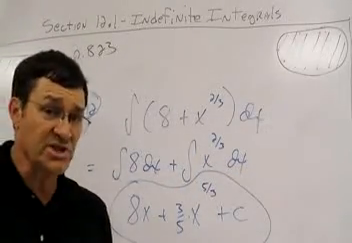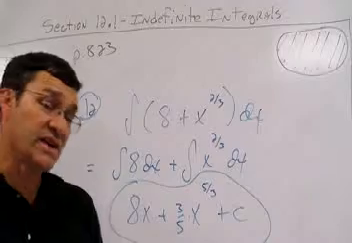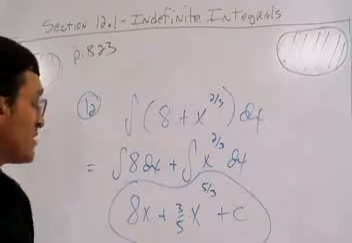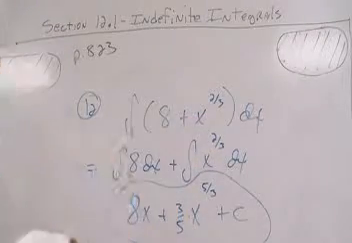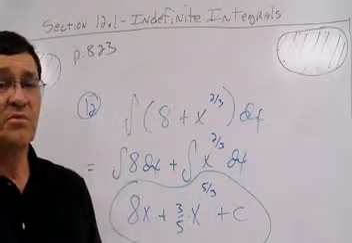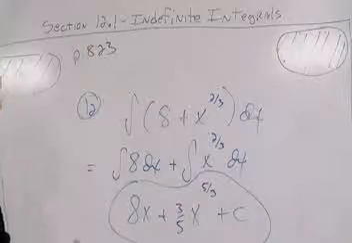It's a simple process. It takes about 30 seconds to get this if you do it without me stopping to take time to explain every part. And this is the antiderivative of what we started with on problem 12. Let's do another one.